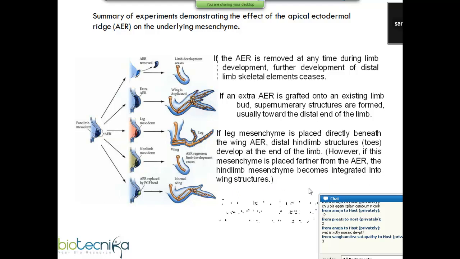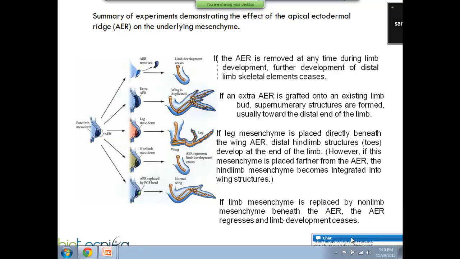Okay. The next experiment. If the limb mesenchyma is replaced by non-limb mesenchyma beneath your AER, what will happen? Your AER will be totally stopped. So these are different conditions saying that what? Your AER is involved in the formation of wings. So different experiment. Any question till now on this AER?